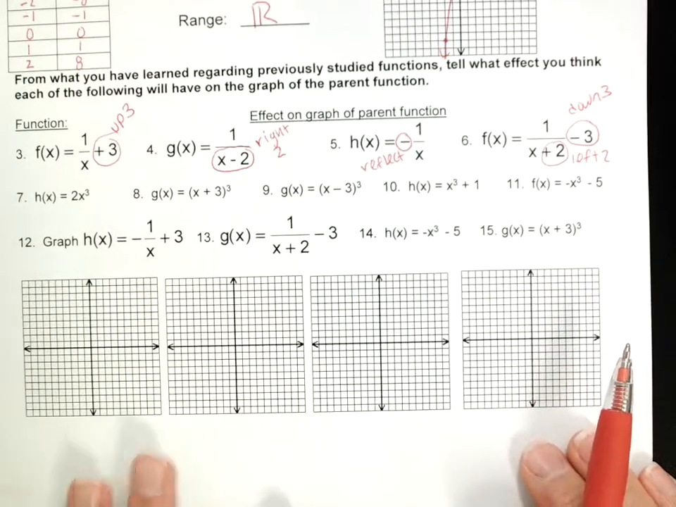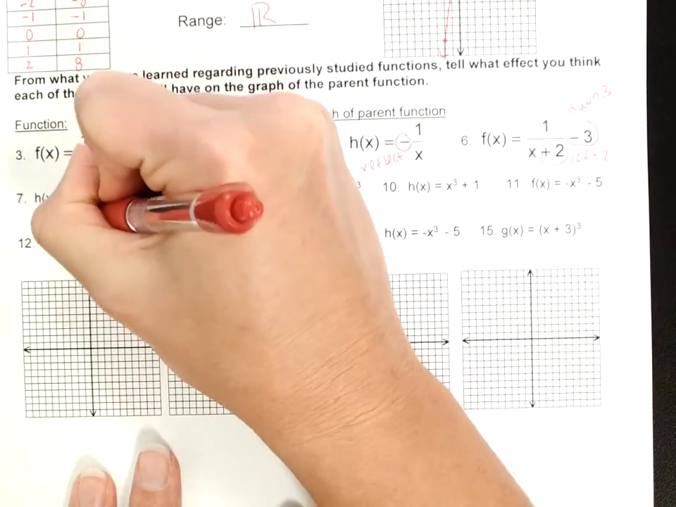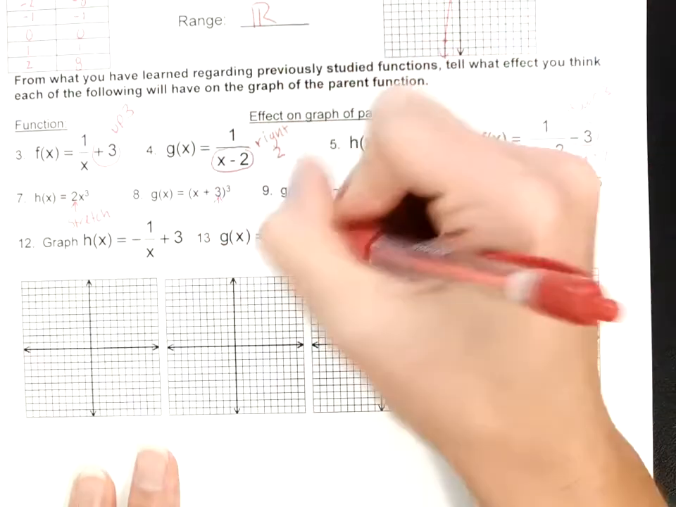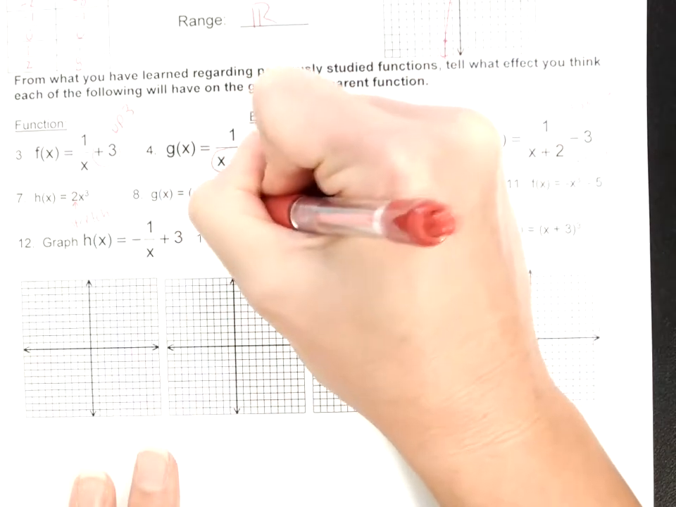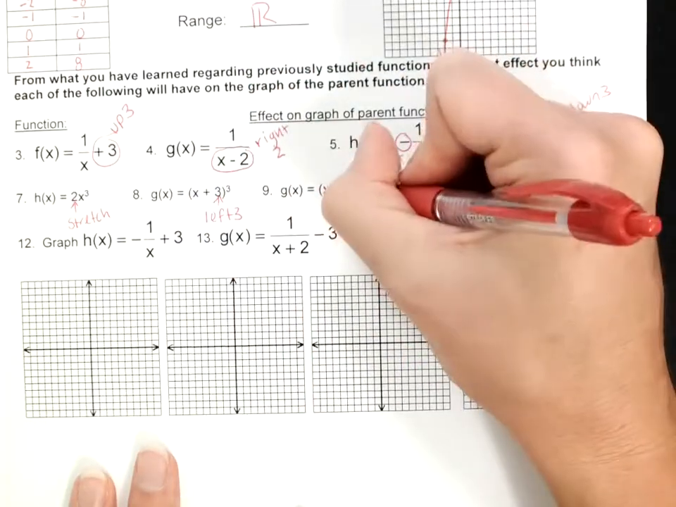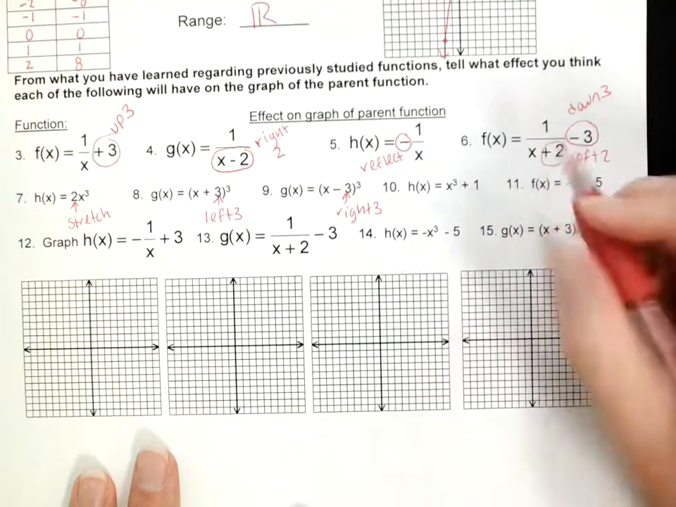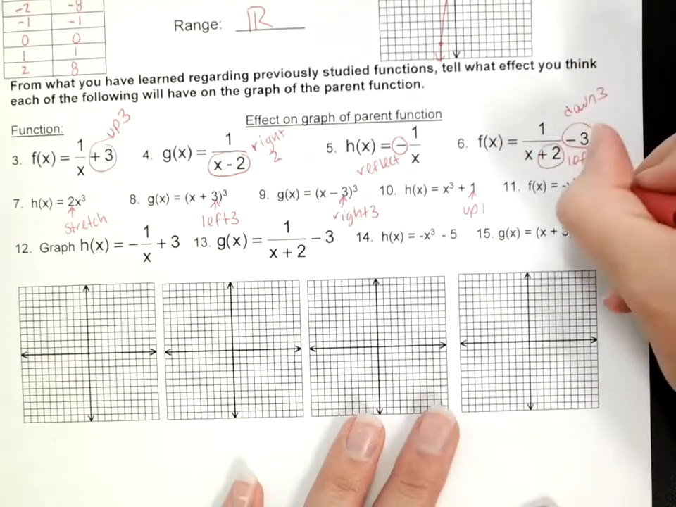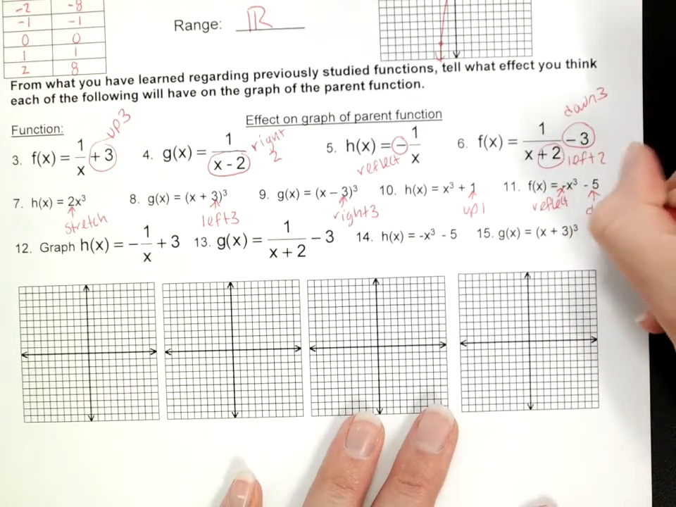For our cubic, 2 in front, you know is going to be a stretch, specifically a vertical stretch. +3 on the inside. These look very similar to the quadratic. That's going to be a left 3. -3 on the inside is going to be a right 3. +1 on the outside, up 1. Negative, reflect. -5, down 5.